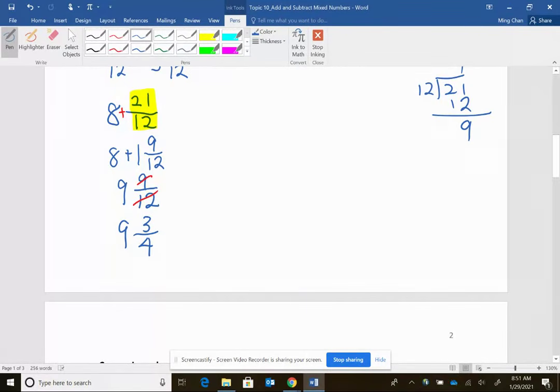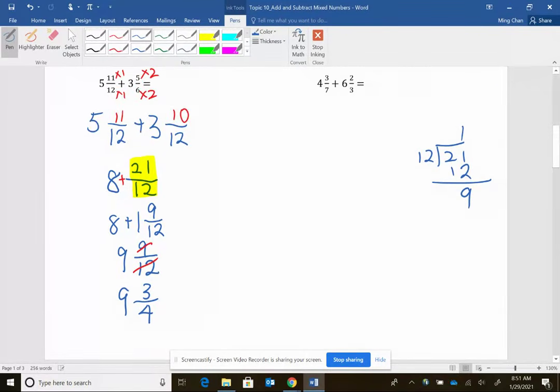Whenever after we add the numerators, if that portion of the mixed number is an improper fraction, we have to convert it again, and then add on to the 8 that I had earlier.